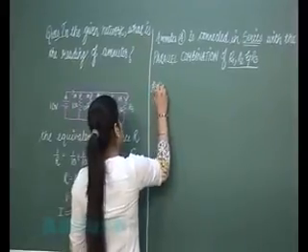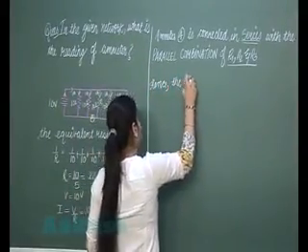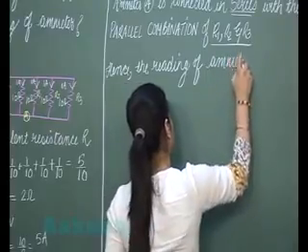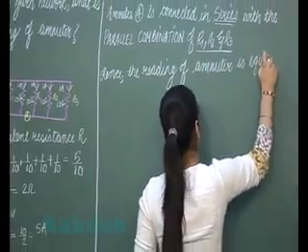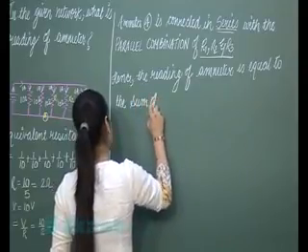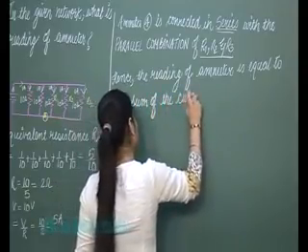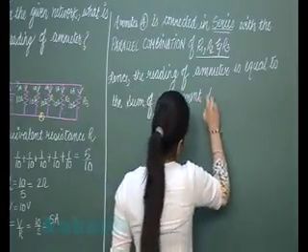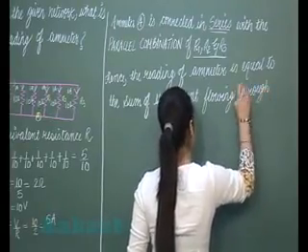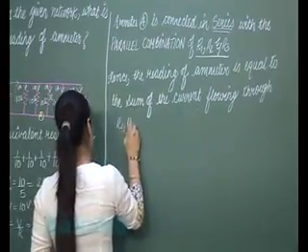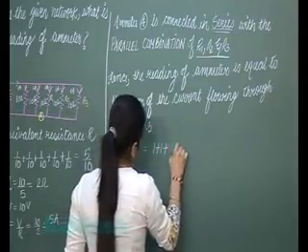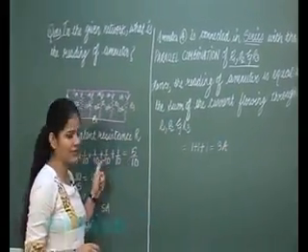Hence, the reading of ammeter is equal to the sum of the current flowing through R1, R2 and R3, which is 1 plus 1 plus 1, 3 ampere. Hence the reading of ammeter is 3 ampere.